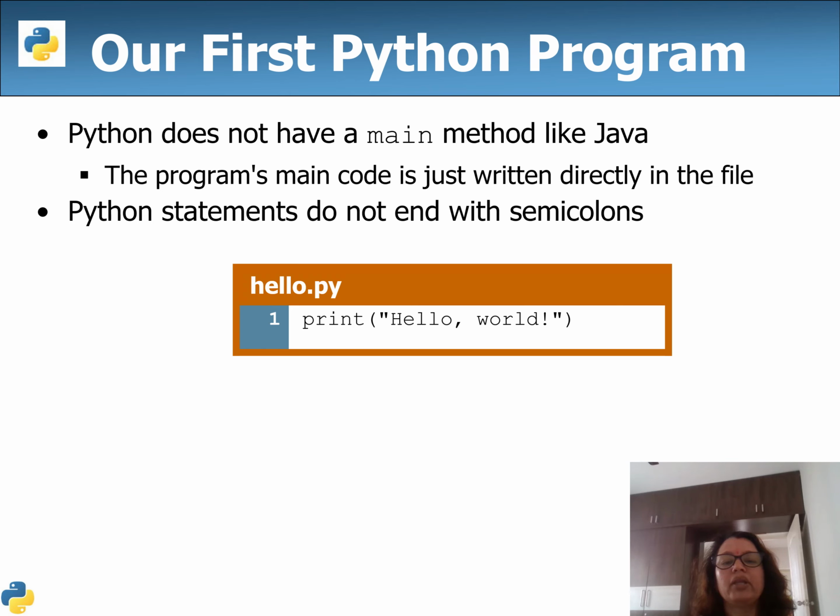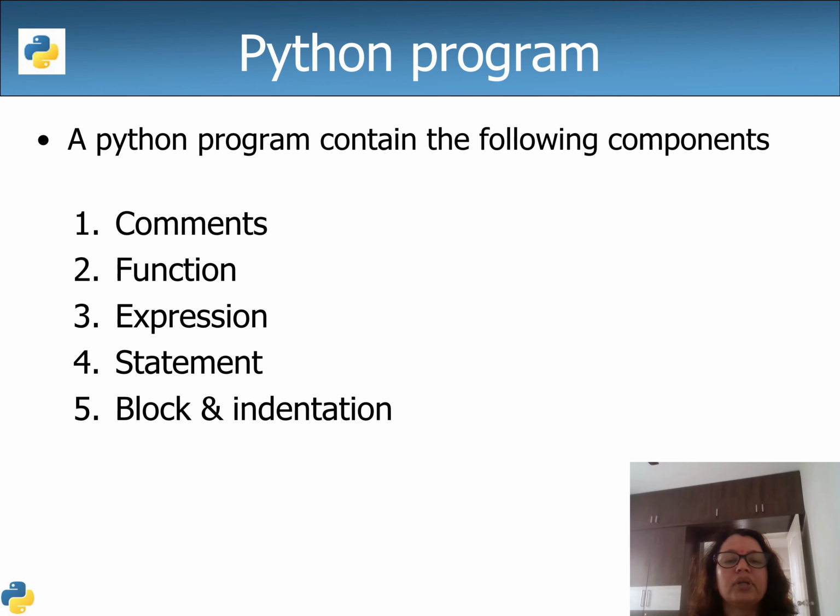Then how to write a Python program? Say we just want to print hello world. We can write it in a print statement: print hello world. A Python program contains the following components: comments, functions, expressions, statements, blocks, and indentation.